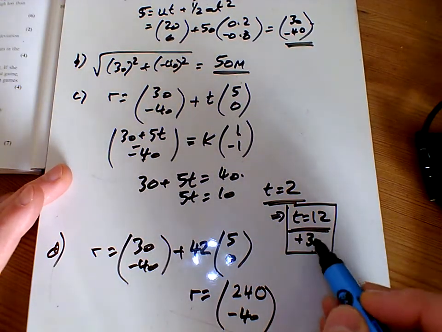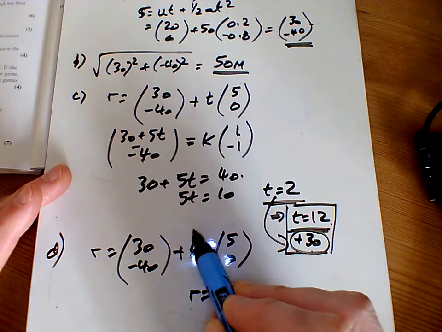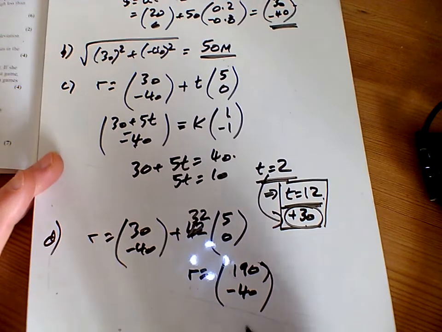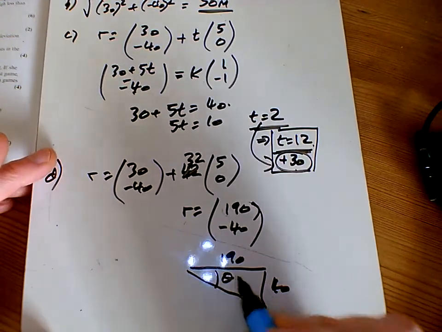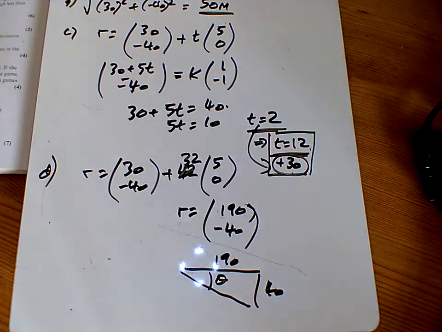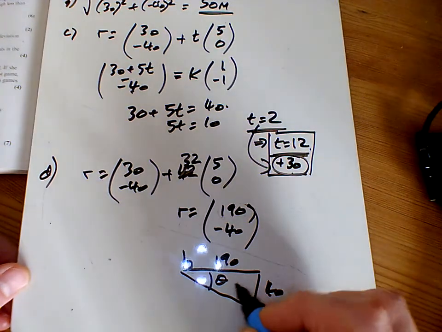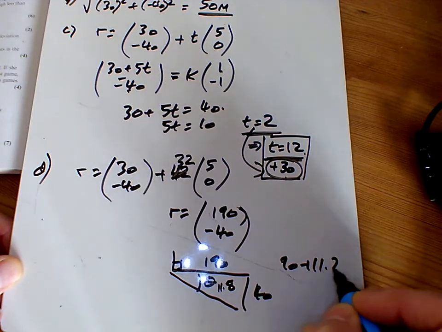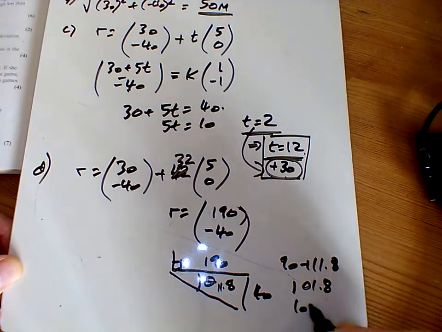The problem isn't adding the 30 to the 12. I should have added the 30 to the 2. So this was 32 here, and then that makes 190 there. So the position there is 190, so I've got 190 there and 40 down. And so the angle I'm looking at is this angle here, the inverse tan of 40 over 190 plus the 90 degrees we've got here. So that bit there is 11.8 plus the 90. 90 plus 11.8 is 101.8 or 102 degrees.